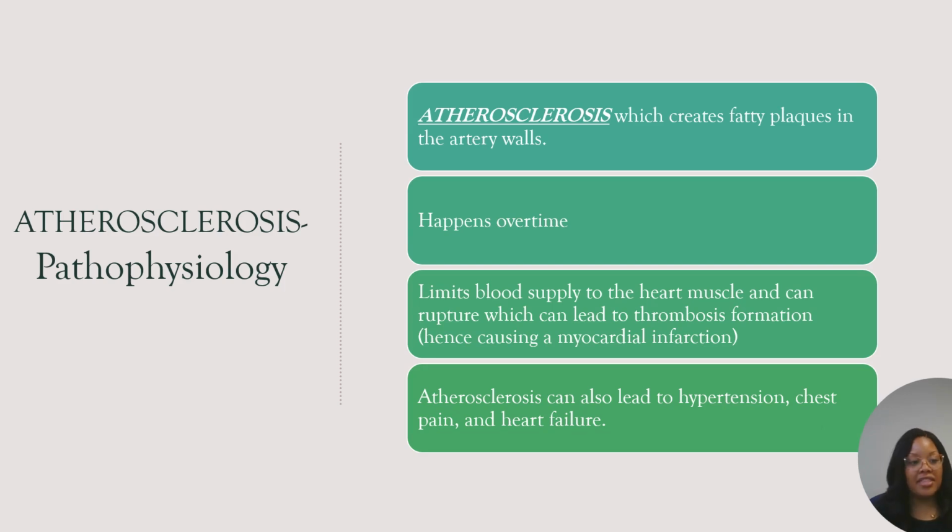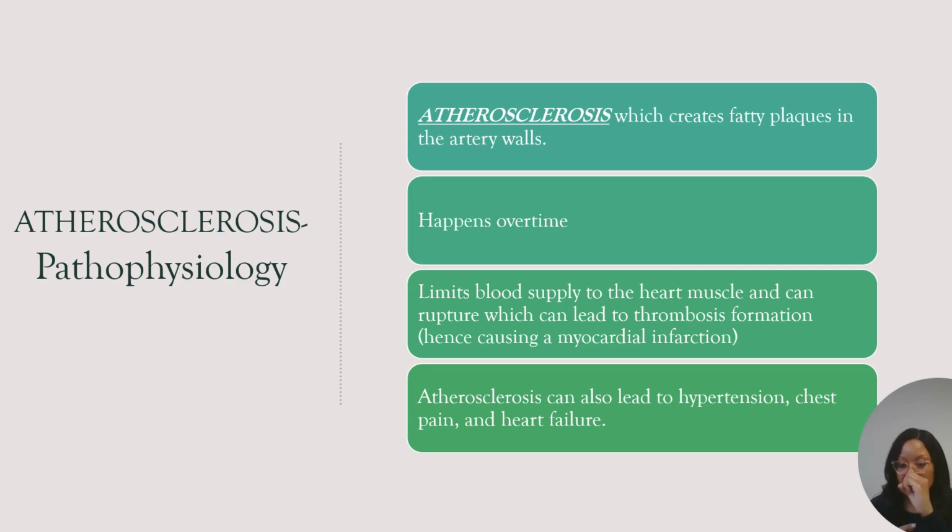So what is the pathophysiology of atherosclerosis? It's basically when fatty plaques develop in your arterial walls, and it limits your blood supply to your heart muscle. So why is this something that we want to worry about? Because we know that we need blood in order for the rest of our organs to function. So we want arterial walls to be open, right, so that blood can flow through without any problems.